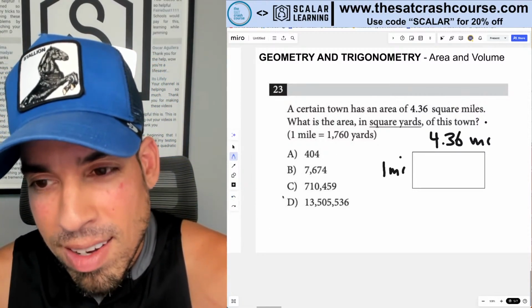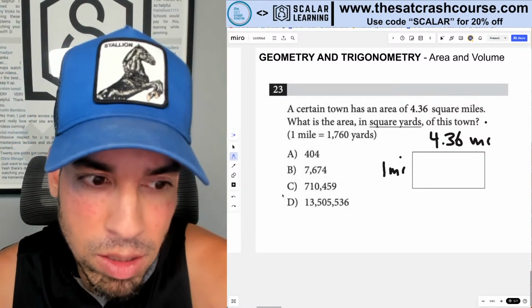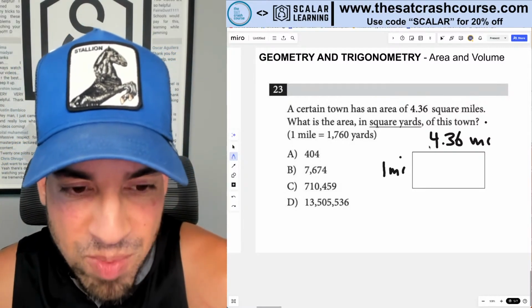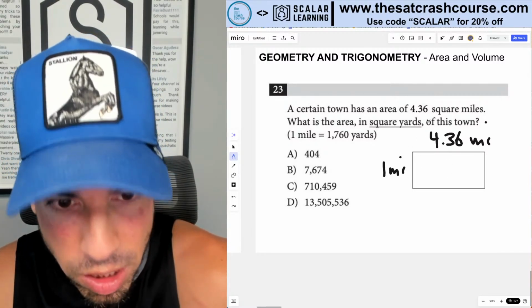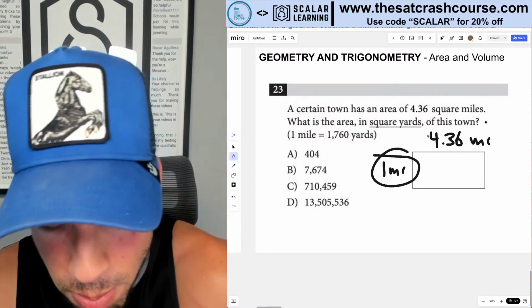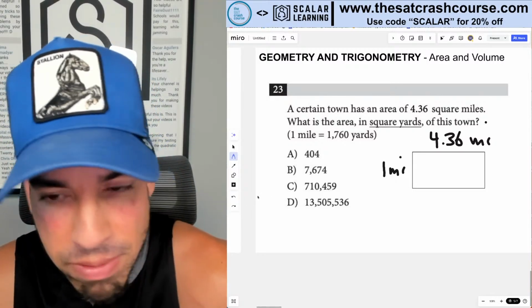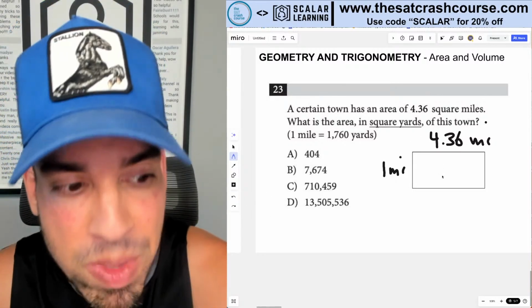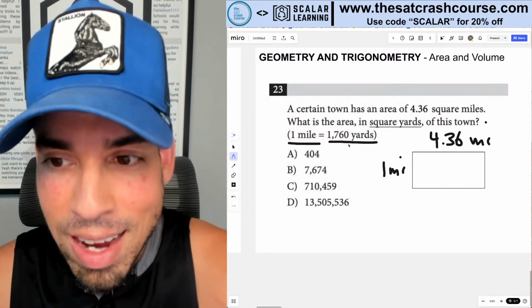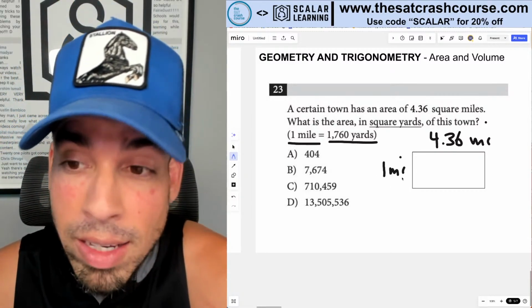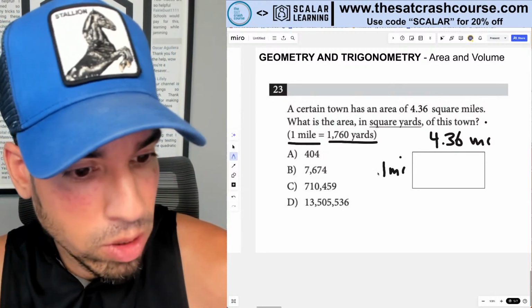And I'm going to show you two ways to think about this. So the first way is I'm going to actually make a diagram. I'm going to create something that has 4.36 square miles, which would be 1 mile by 4.36. We could do it infinite ways. This is just a simple way. Now again, they gave us a conversion for distance, not area. So now I can use the distance to convert these, right?